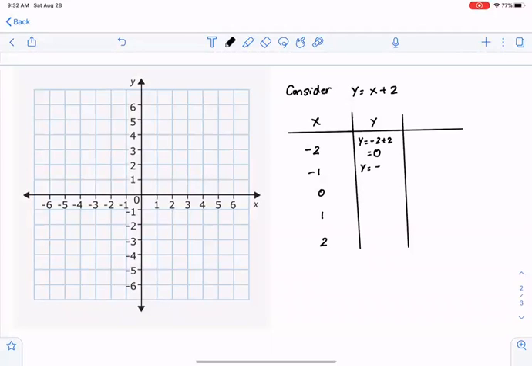Plug in -1 for x, -1 plus 2, I get 1. Plug in 0, 0 plus 2 is 2. Plug in 1, 1 plus 2 is 3. Plug in 2, 2 plus 2 is 4.